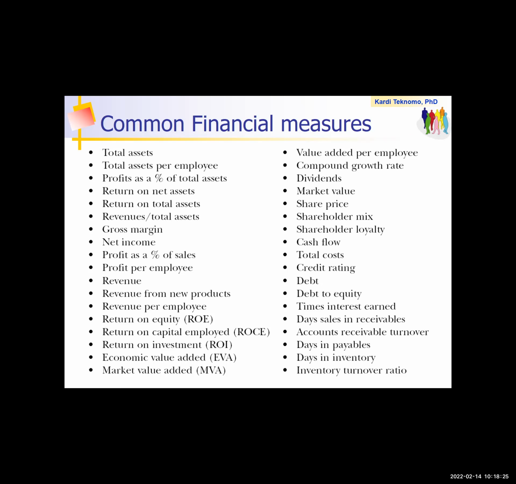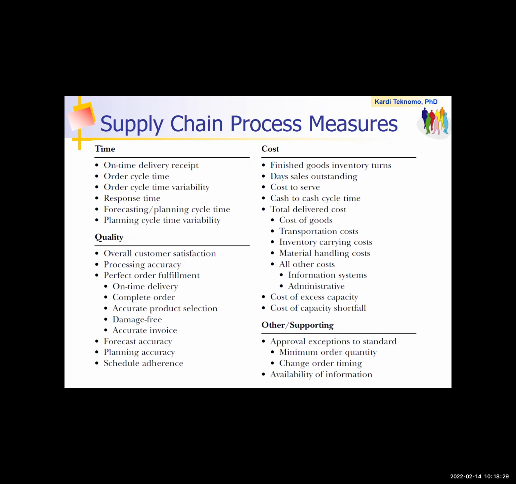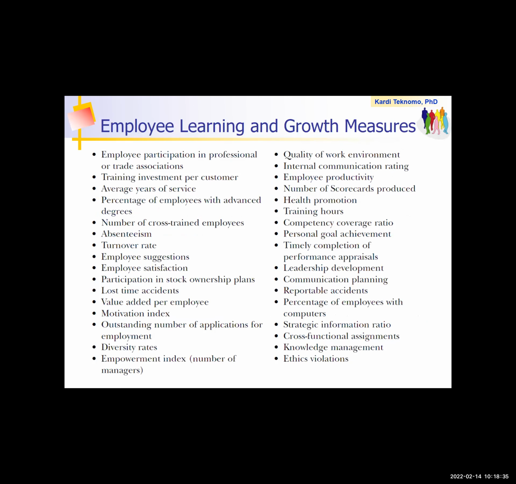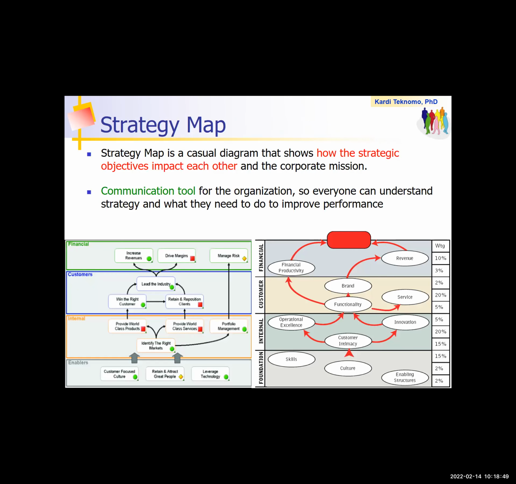So these are examples of measures. You can just copy them later if you want to create your own. I listed here many examples of measures that you can use. Now, based on that, you can start to create a visual tool called a strategic map, meaning the cause and effect, something like this.